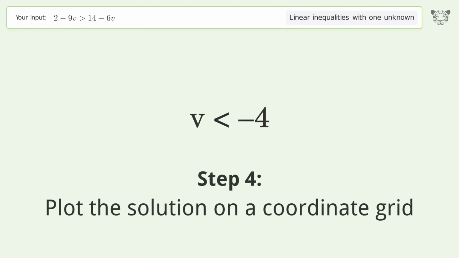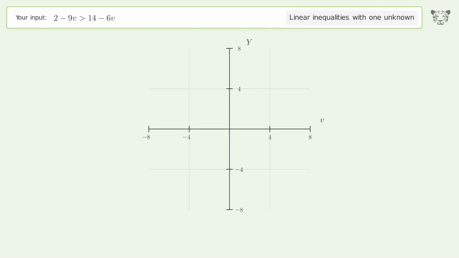Plot the solution on a coordinate grid. And so the final result is v smaller than -4.